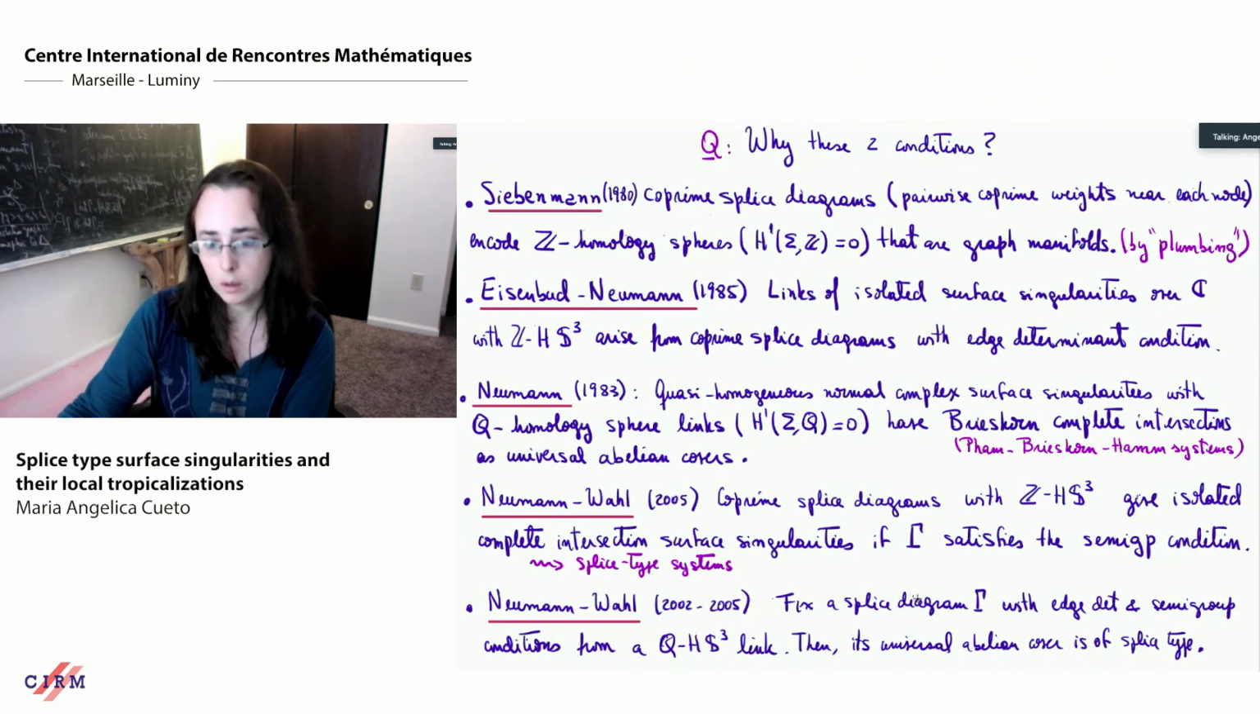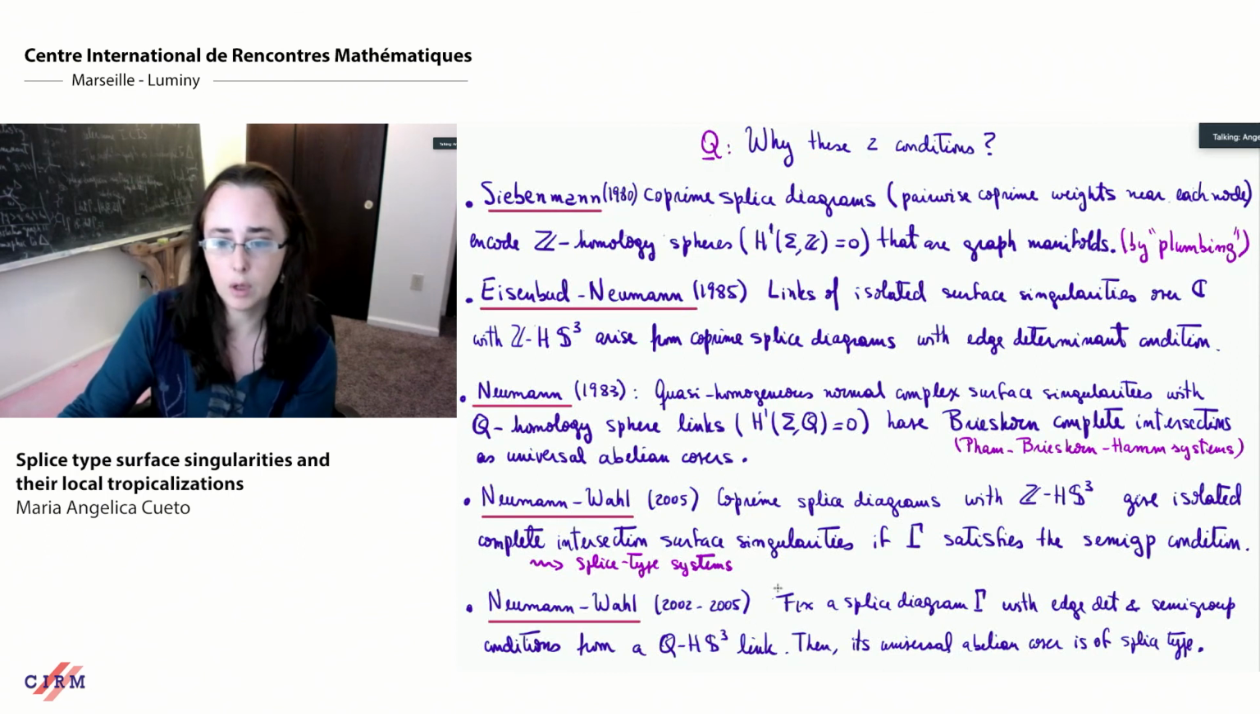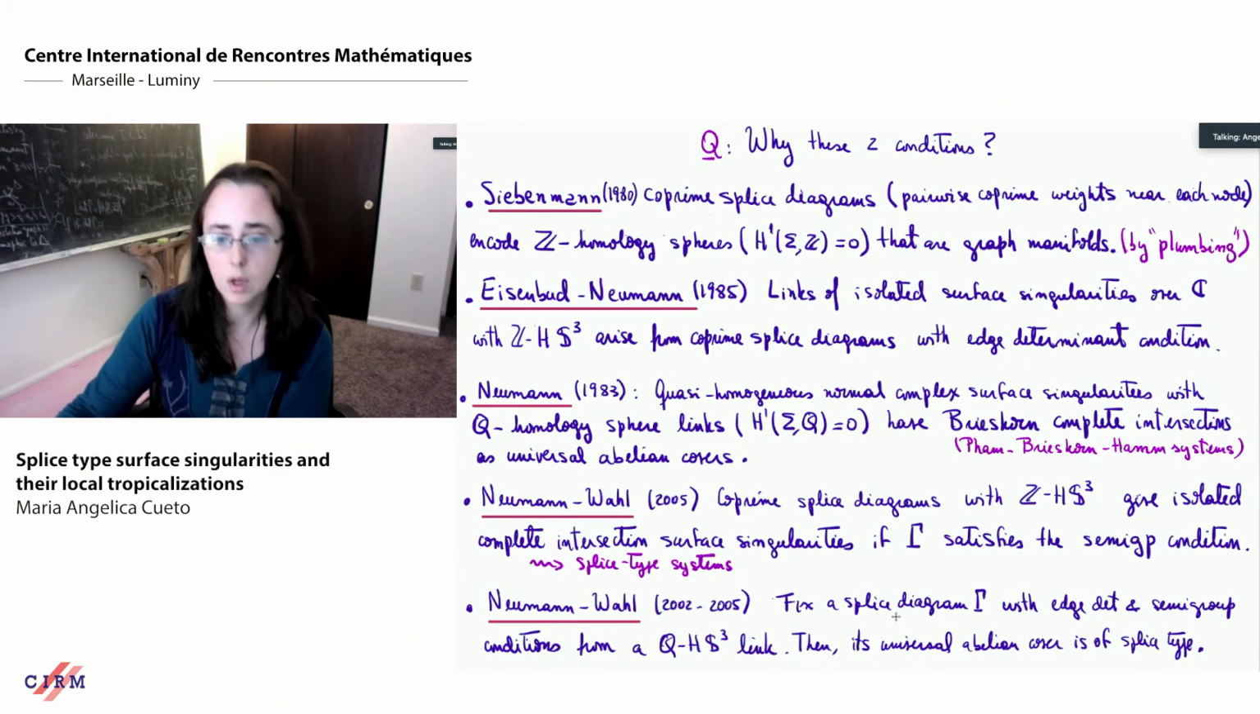And then, once you ignore this coprime condition, you start thinking about rational homology sphere links, and then you can construct universal abelian covers. And they showed that if the splice diagram has the edge determinant and semigroup conditions, then you can get a universal abelian cover of it that is of splice type.